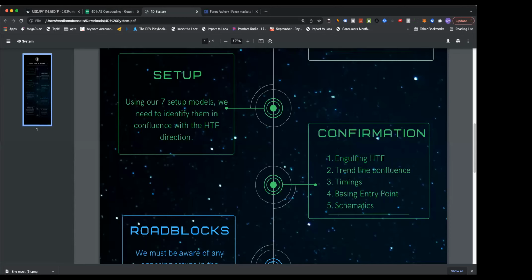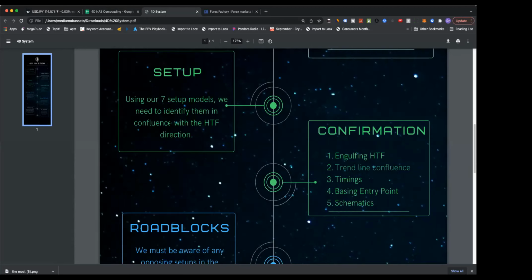Confirmation is your engulfing on the higher time frame, your trend line confluence with the setup, not with the direction, with the setup. Our timings and schematics, and our basing entry points. Sorry, I have schematics already right here. So our basing entry points are your indicators. Any of these can serve as our confirmation for our entry.